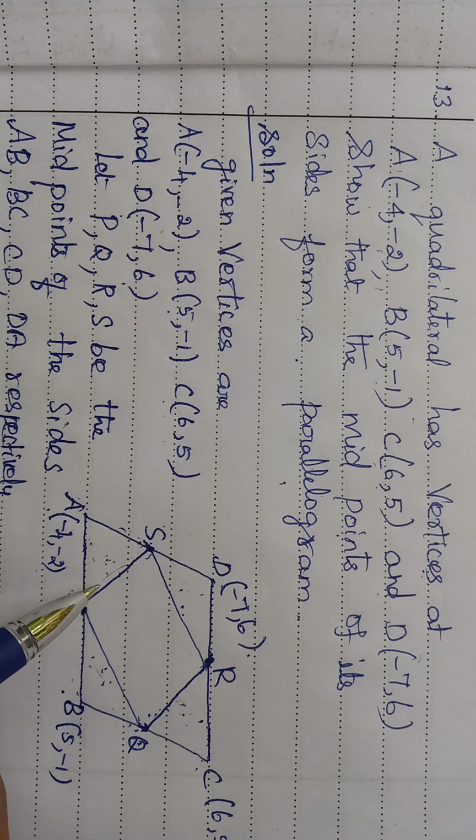Let's do the slope of PQ. That is P of 1 by 2 comma minus 3 by 2 and Q of 11 by 2 comma 2. What is the slope formula? M is equal to y2 minus y1 by x2 minus x1. Here x1 equals 1 by 2, y1 equals minus 3 by 2, x2 equals 11 by 2, and y2 equals 2. Slope of PQ is y2 minus y1, that is 2 minus of minus 3 by 2, divided by x2 minus x1, that is 11 by 2 minus 1 by 2. Here minus into minus is plus, so it becomes 2 plus 3 by 2 divided by 11 by 2 minus 1 by 2.